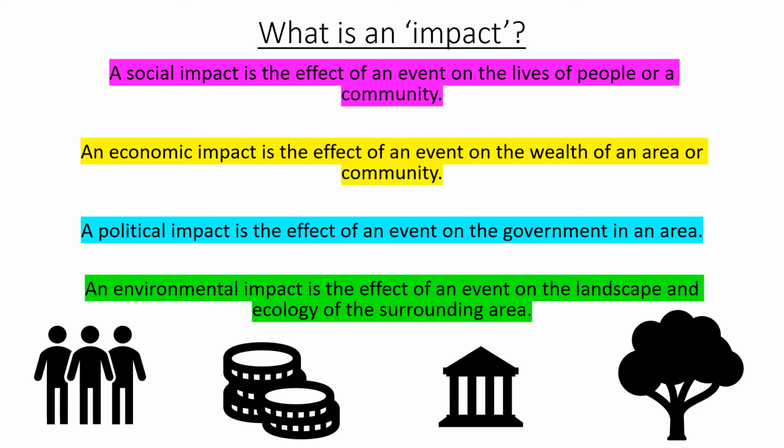So a social impact is the effect of an event on the lives of people or a community. An economic impact is the effect of an event on the wealth of an area or a community. A political impact is the effect of an event on the government of an area. And environmental impact is the effect of an event on the landscape and ecology of the surrounding area.